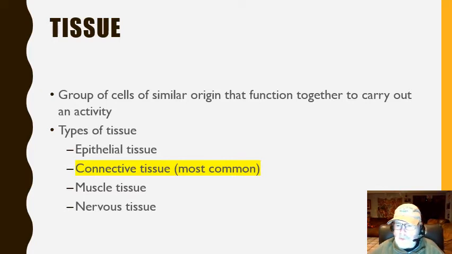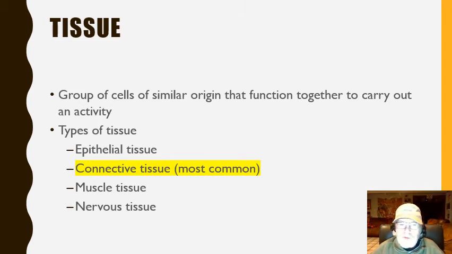Well, as we talked about last time, the word tissue implies a group of cells that have a similar origin. They function together to carry out some specific type of activity. And again, we have four different basic types of tissue: epithelial tissue, connective tissue, muscle tissue, and nervous tissue. And again, we know that.